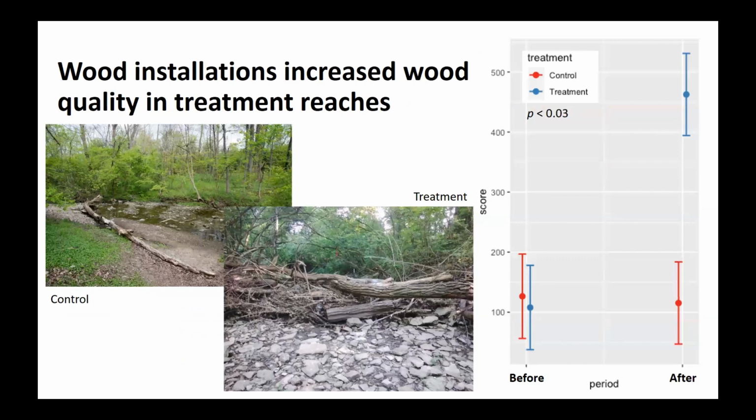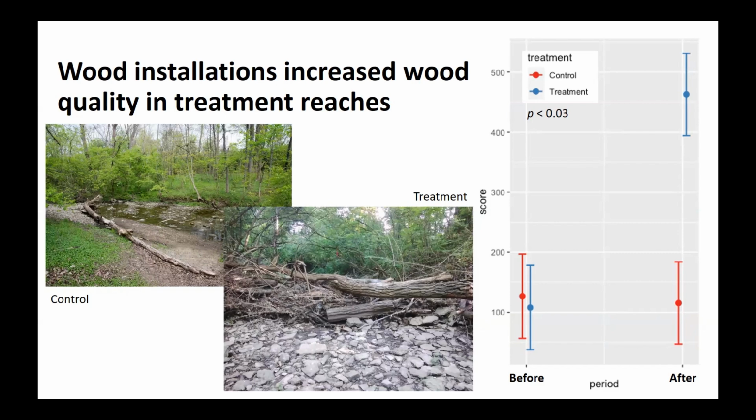We also saw that the wood installations increased the wood quality. You can see the control reach, there's some wood in the control reach, but it's not very complicated. It's simple, and not very much wood was retained. In our treatment reach, we see these complicated wood structures being retained. And the graph on the right is showing that this is a significant impact. Before monitoring, we don't see complicated wood features in the treatments, and after, in our treatment sections, we see complicated wood and not in the control reaches.